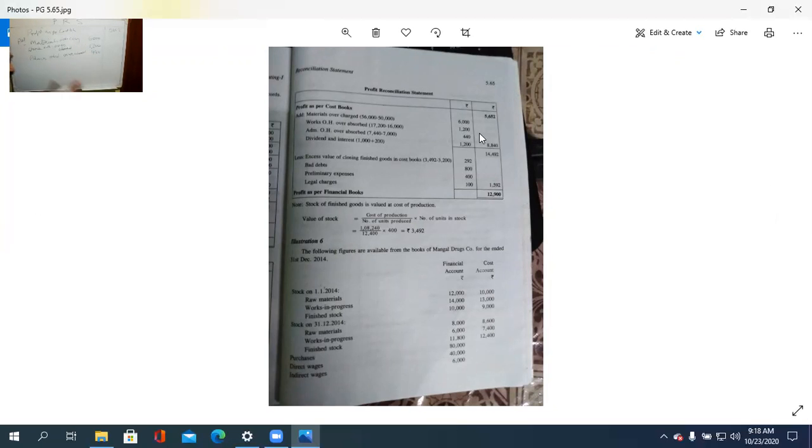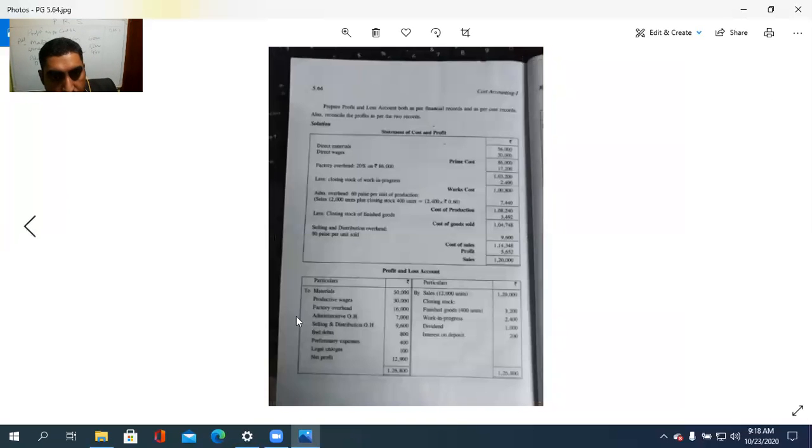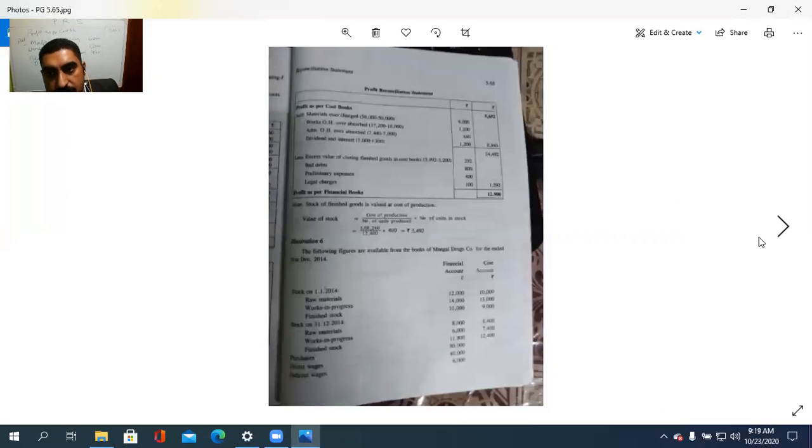So it is a revenue item. Expenses and revenue, income generated items in the financial books, that is to be added. So dividend and interest. Dividend is 1,000 and interest on deposit it is 200. So total 1,200. These are the items to be added.